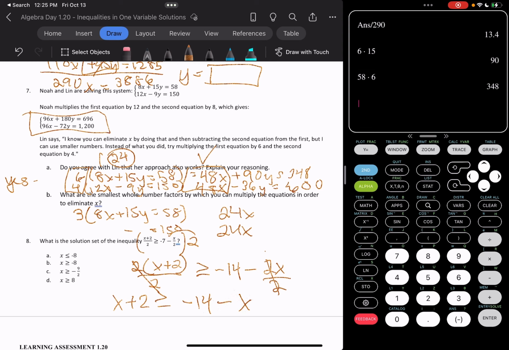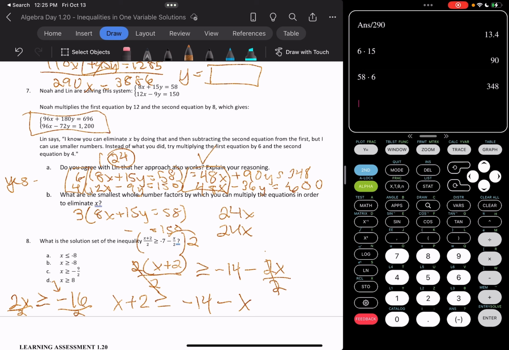And so now I can combine like terms. So I'm going to add x to both sides, and I'll end up with 2x. And then I'm going to subtract 2 from both sides, and I'll have greater than or equal to negative 16. Now, an interesting thing here is that we are dividing both sides by 2. On this side, there is a negative, but we are not dividing by a negative.